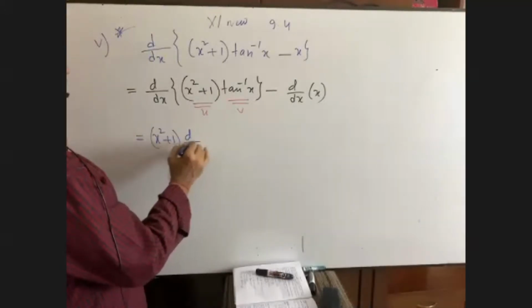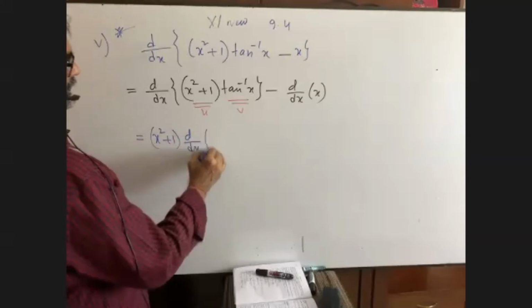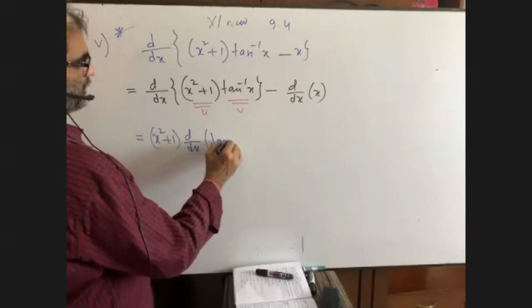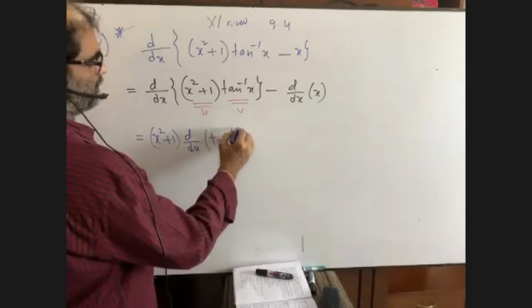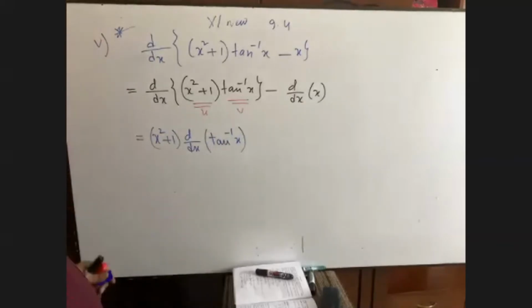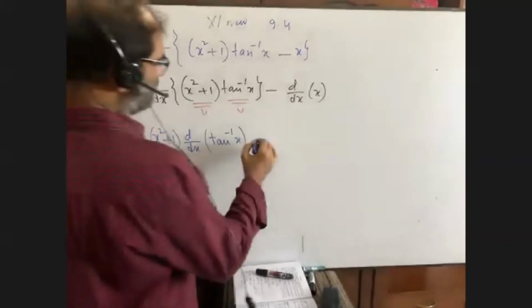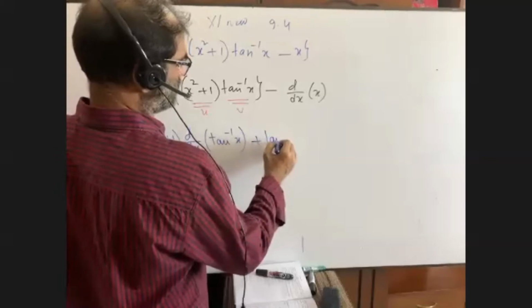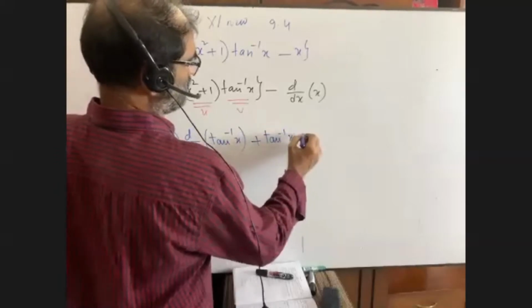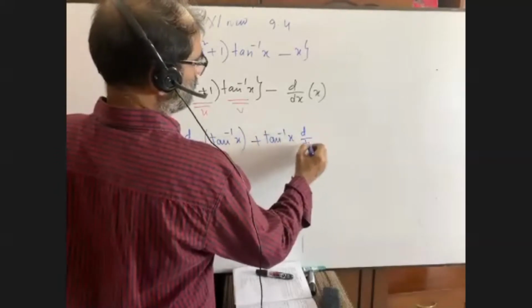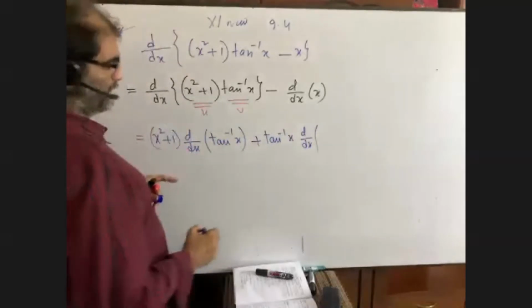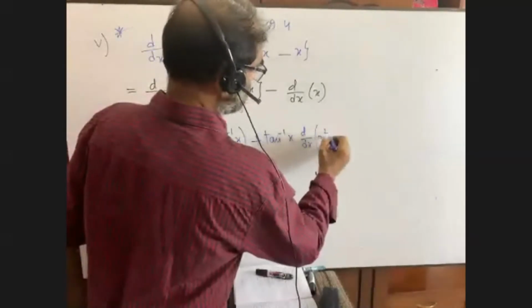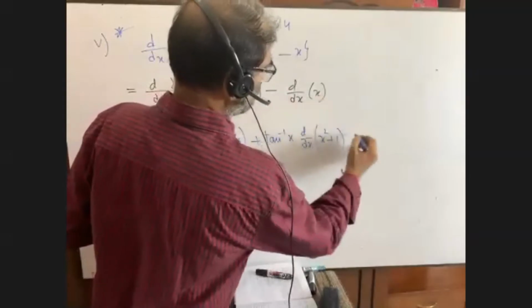d by dx of tan inverse x. Then tan inverse x, d by dx, it is x square plus 1. And it is always minus 1.